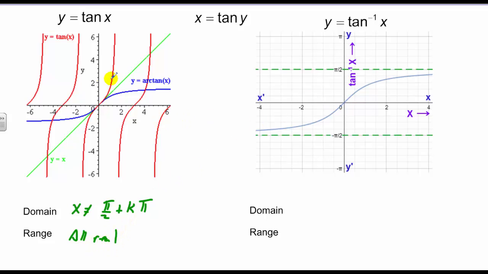You look at the inverse graph after I reflect this over the line y equals x. That would be several of these stacked on top of each other. Everything stacked on top of each other makes it not a function, so we take one piece of it. The domain is all reals. And the range, you'll notice, fluctuates between negative pi over 2 and pi over 2, which is indicated here.